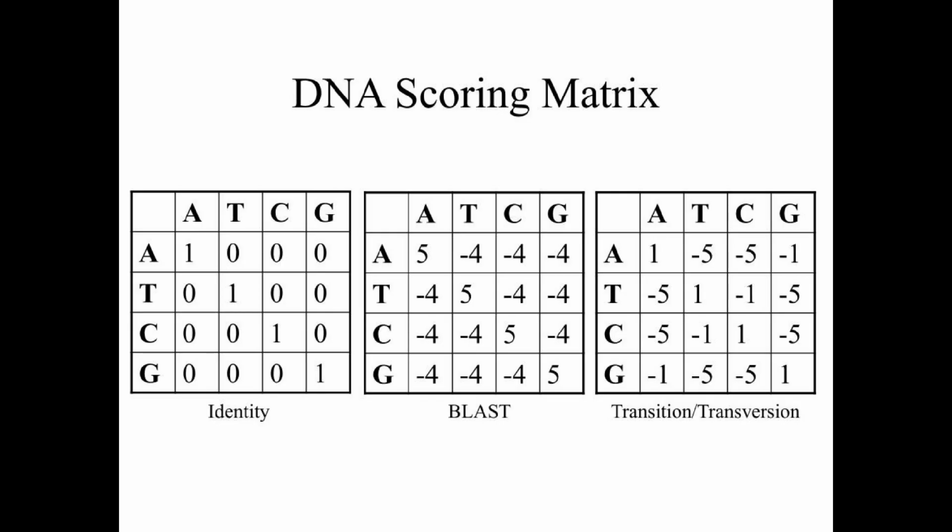Whereas the transition transversion matrix is totally different. Transition means purine by purine, that is when adenine is replaced by guanine, purine by purine. If cytosine is replaced by thymine, that is pyrimidine by pyrimidine, we call it a transition mutation. Whereas transversion means a purine by pyrimidine, adenine may be replaced by cytosine or thymine, or guanine by cytosine or thymine, or vice versa. So when adenine and A are matching, we give 1. When purine by pyrimidine, we give -5.